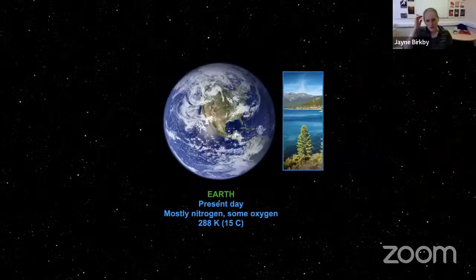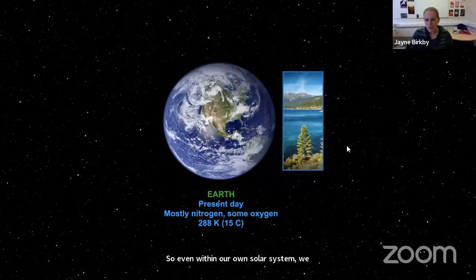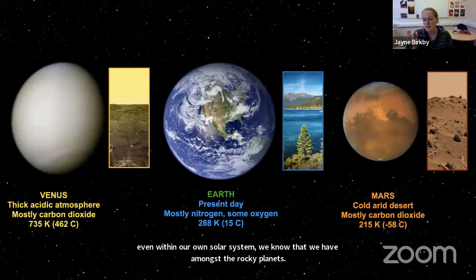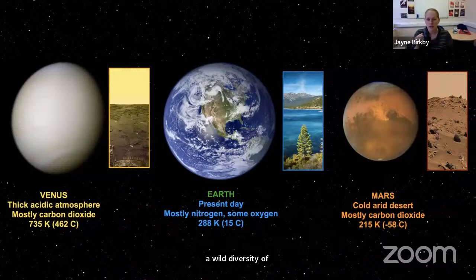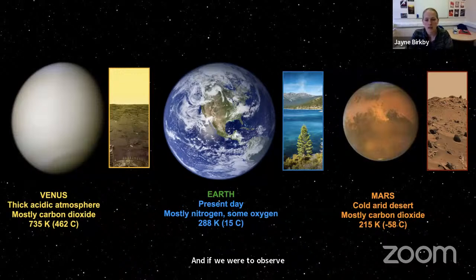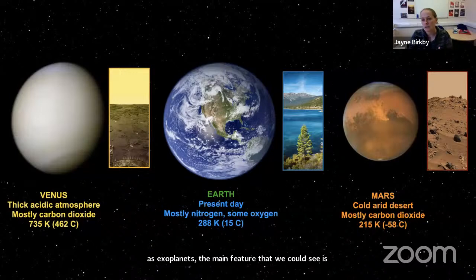So even within our own solar system, we know that we have, amongst the rocky planets, a wild diversity of places, atmospheres, surfaces, sizes and masses, similar-ish, but they can result in very different scenarios. And if we were to observe our 3 rocky planets here as exoplanets, the main feature that we could see is simply their atmosphere, and we would be taking a spectrum of that atmosphere.